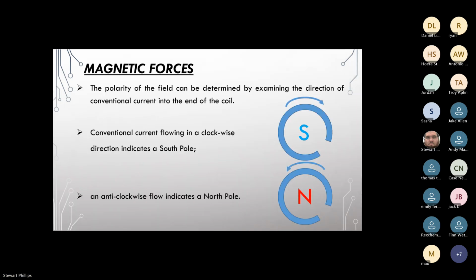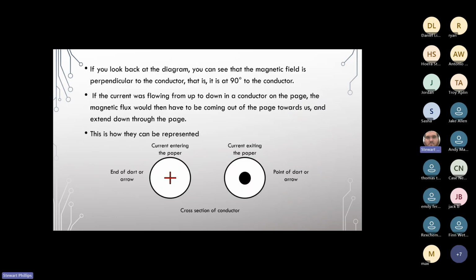Like we talked about, polarity of the field. If the magnetic field is going clockwise, it's a south pole. If it's going anti-clockwise, it's a north pole. And this is the way we tell if the current is flowing into the paper or out of the paper. So we can use our corkscrew or right-hand grip rule, which we will talk about now.